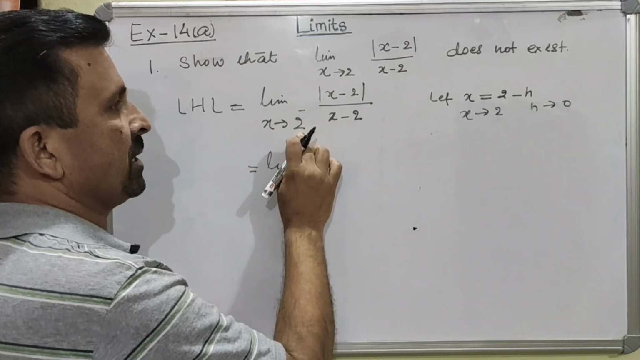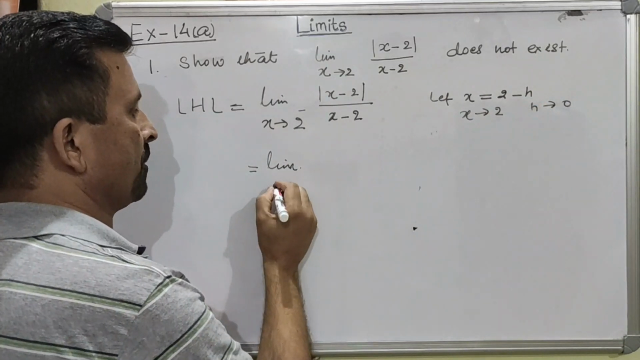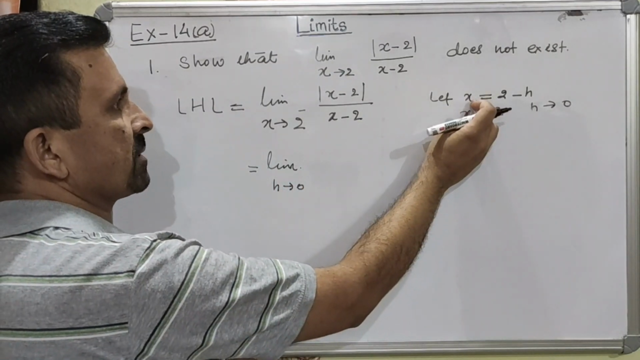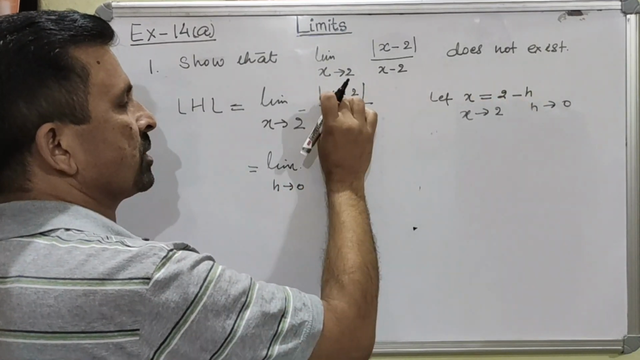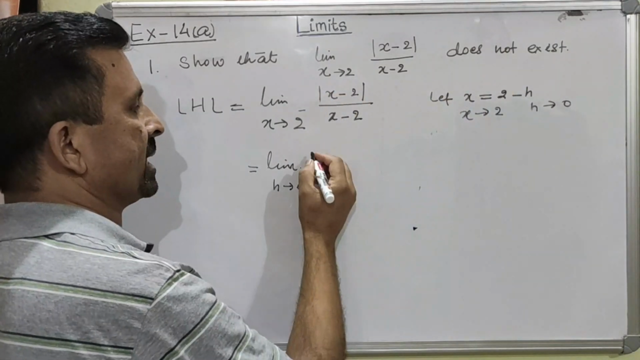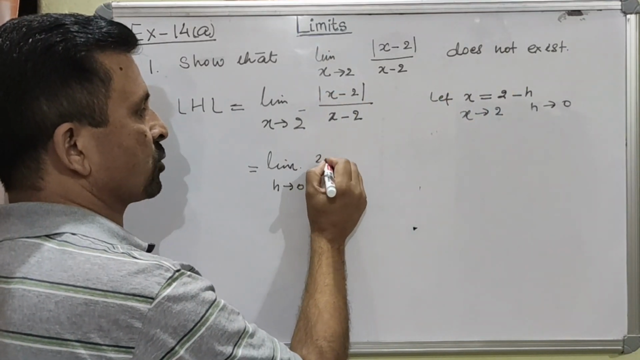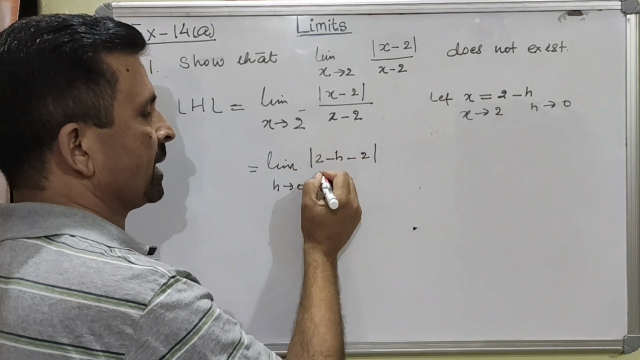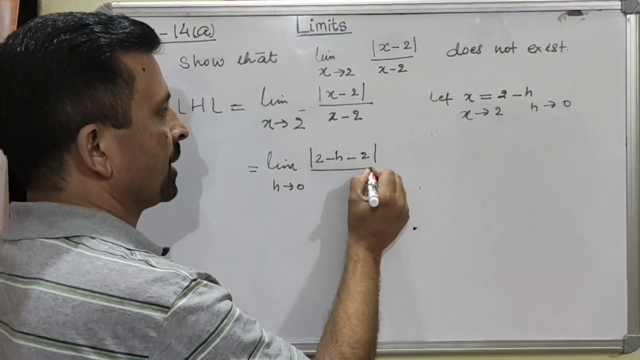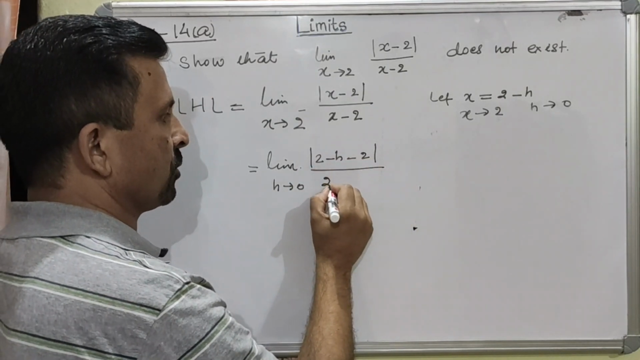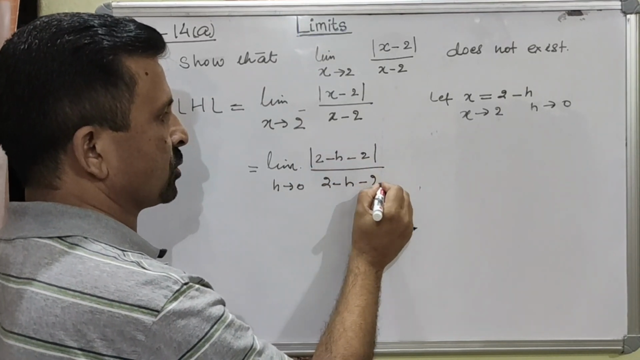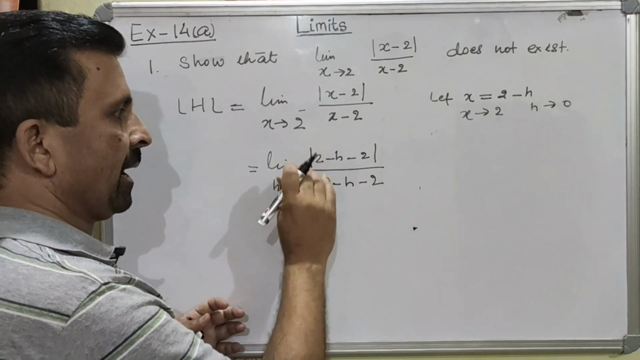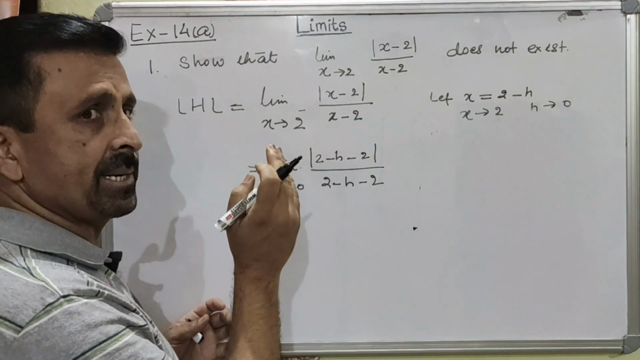Now this limit will change into h tending to 0. Since you have assumed x equals 2 minus h, all the x will be replaced by 2 minus h. So x will be written as |2 minus h minus 2|, this is the absolute value sign, and then the denominator is 2 minus h minus 2. Is this very clear? After this, we will simplify. Only after simplifying will the limit value be taken.